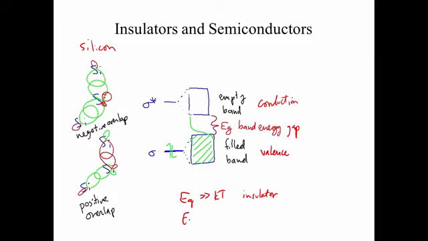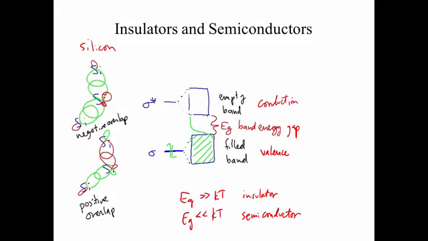On the other hand, if the band gap energy is smaller than the thermal energy available at the particular temperature, then some of these electrons will gain enough energy to reach the conduction band and create what's called a semiconductor.